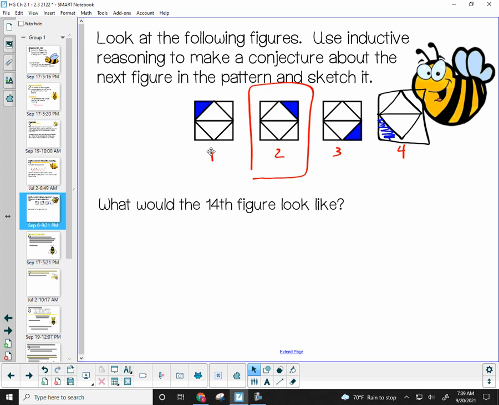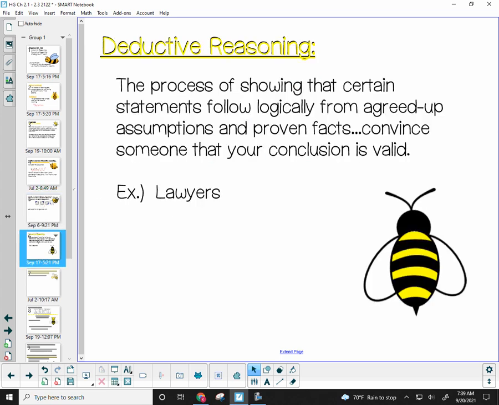We good with that? All right, so next we're going to talk about deductive reasoning. Deductive reasoning is the process of showing that certain statements follow logically from agreed upon assumptions and proven facts. So you're trying to convince somebody you're right. It's kind of like what a lawyer does. Sorry, it's Monday morning. What a lawyer does.